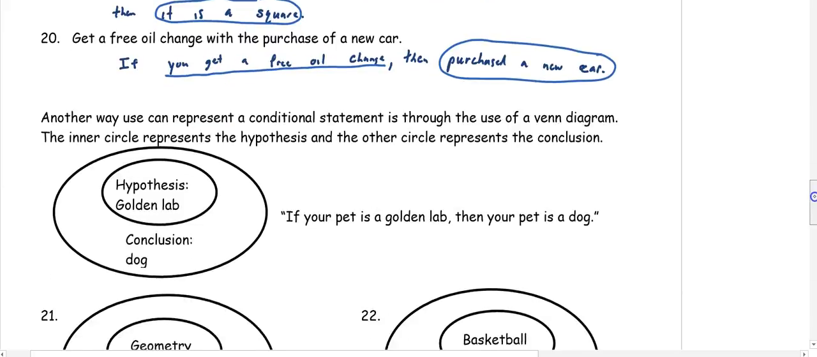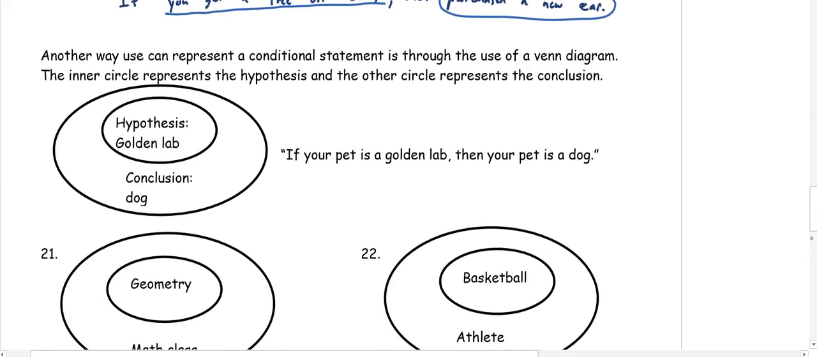Another way to represent a conditional statement is the use of a Venn diagram. So the inner circle represents a hypothesis, and our bigger circle represents a conclusion. Because we could have many things that get us to the same conclusion, but the hypothesis is just one of those ideas. So for example, in this picture, our inner circle, the hypothesis is a golden lab, the conclusion is a dog. We might say, if your pet is a golden lab, then your pet is a dog. So we could have multiple other types of breeds to get us a dog, which is why dog is the conclusion. It's a bigger circle.